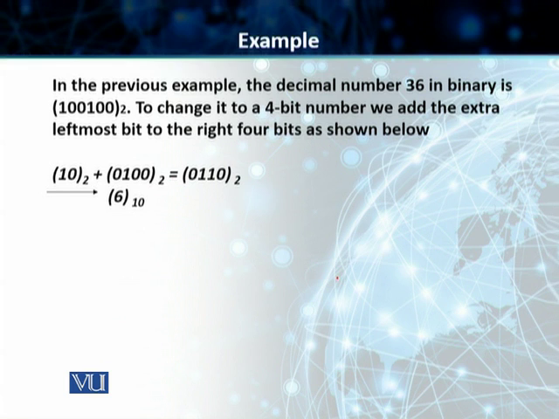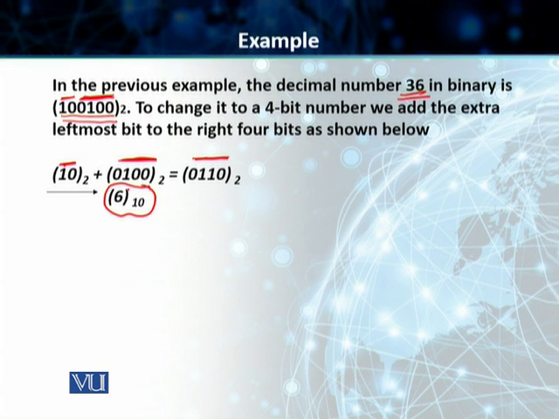So, students, we have got a decimal number 36, and in binary, this cannot be expressed as 4 bits. You need more than 4 bits in this case. So students, what we do is, to change this to a 4-bit number, we add the extra leftmost bits, which are 1 and 0 in binary, to the 4 bits on the right. And this comes out to be 0110 using modular arithmetic once again. And this is equal to 6 in decimal.